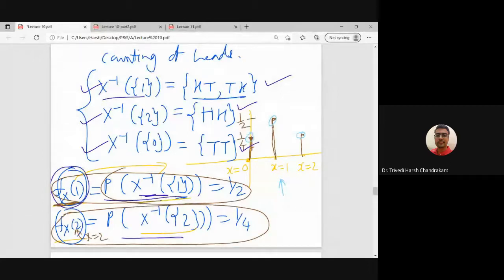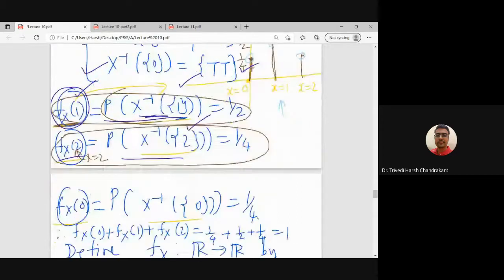So the probability mass function at 1, where 1 is a value of the random variable, well, it is in the range of the random variable. So that is the probability of the event. Probability of the event which is associated with one outcome. Probability of the event associated with the second outcome, the outcome 2, that is fx2. So what is the sum of fx1, fx2 and fx0? That is 1. So these are the properties of the probability mass function.